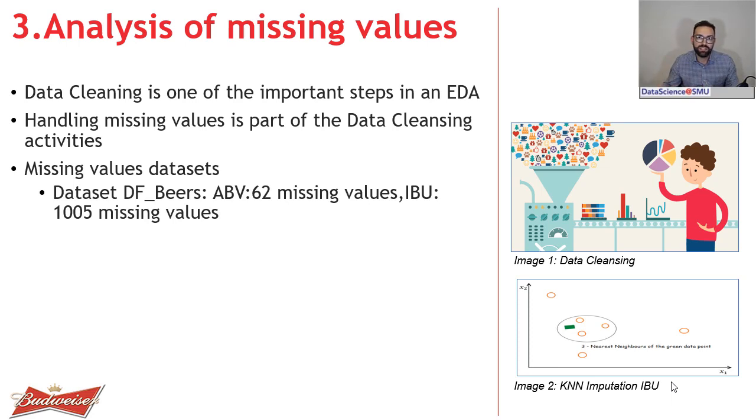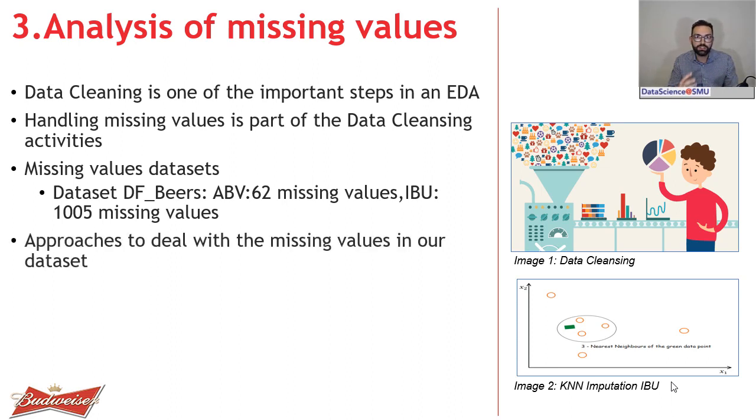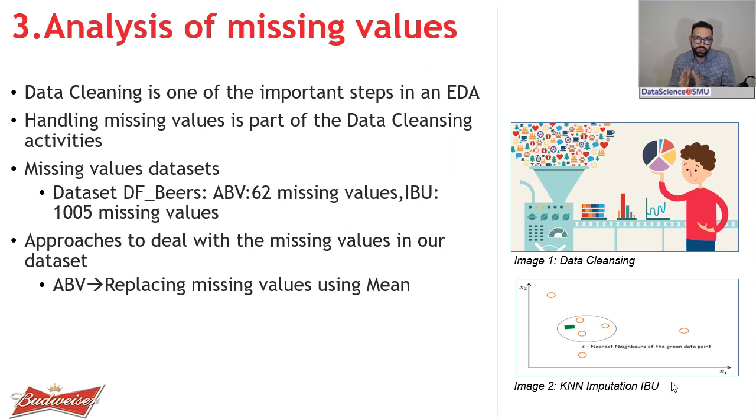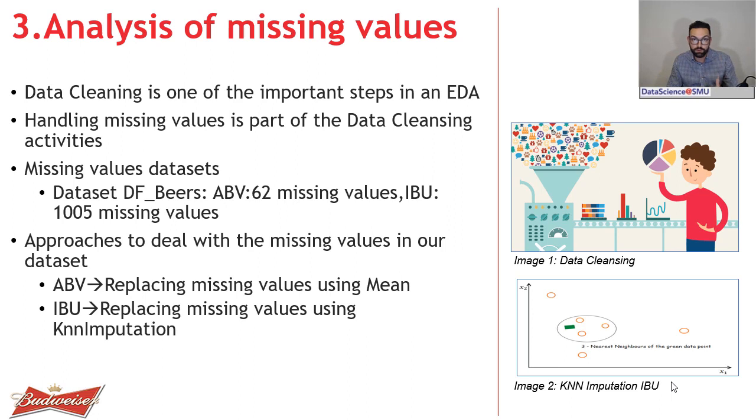In terms of the beers data set, we have two variables with missing values. The first one is ABV, the level of alcohol, with 62 missing values, and the other one is IBU with 1005 missing values. We would use different approaches in order to deal with each case. In terms of ABV, we would use the arithmetic mean to replace these missing values. And when it comes to IBU, we would use the KNN imputation method in order to replace these missing values.